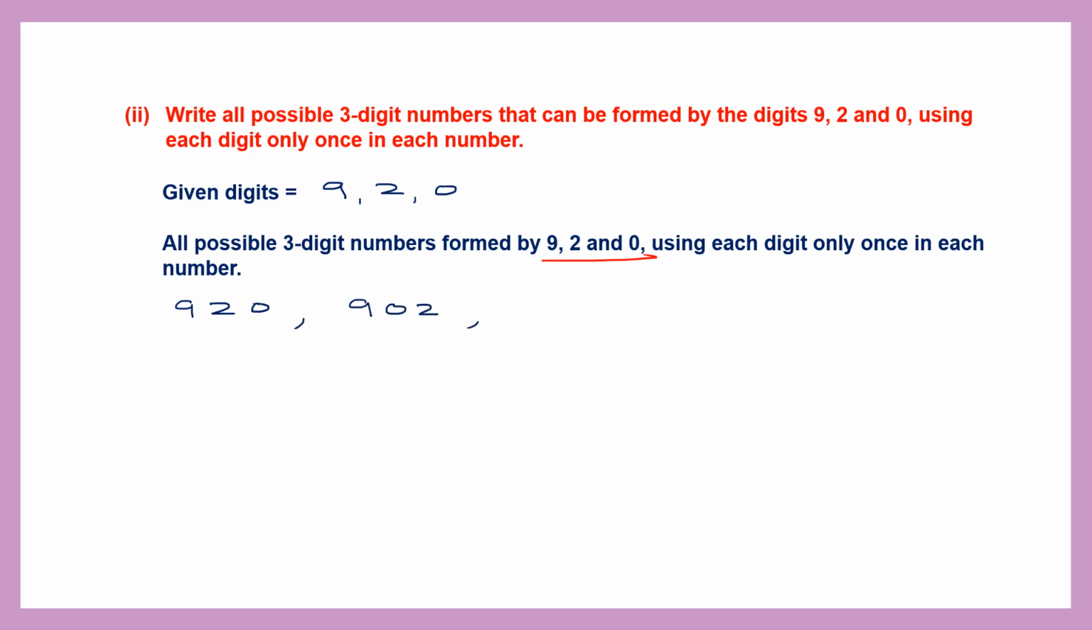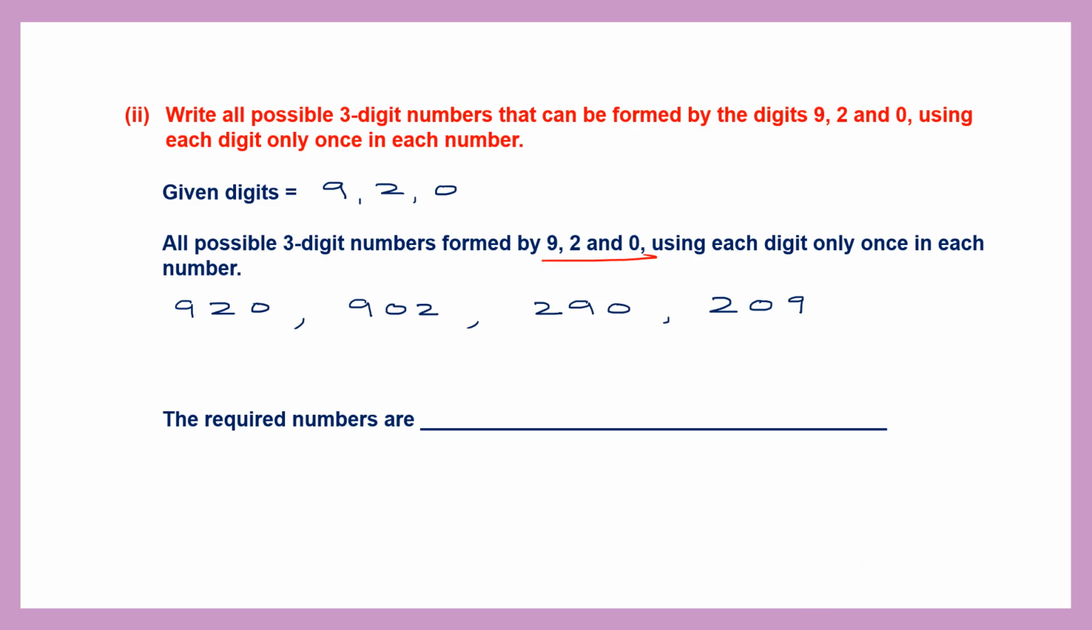Now let's take 2. 290. Again 0 in the middle, 209. Now the next thing is to take the third digit, isn't it? But the third digit is 0. You can't start a number with 0. You will only get two-digit numbers. So this time we get only 4 numbers. So the required numbers are 920, 902, 290 and 209.